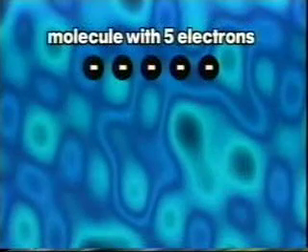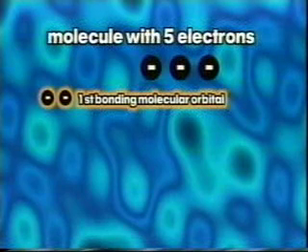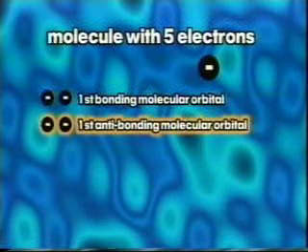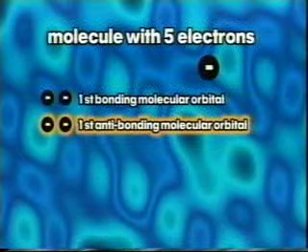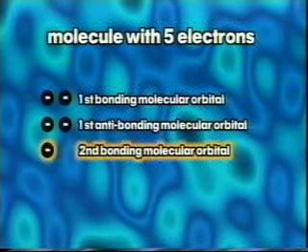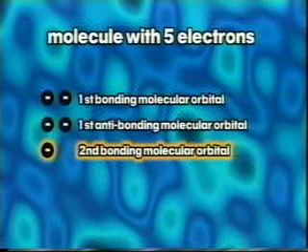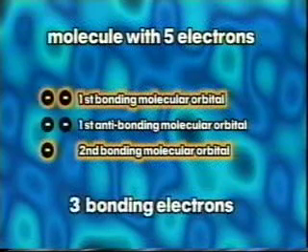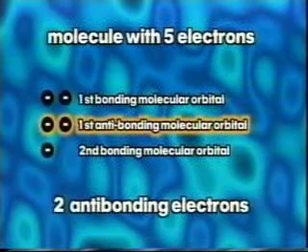Let's say the molecule has 5 electrons. 2 will go to the first bonding molecular orbital, the next 2 will go to the first anti-bonding molecular orbital, and the 5th will go to the second bonding molecular orbital. So, there are a total of 3 bonding electrons and 2 anti-bonding electrons.